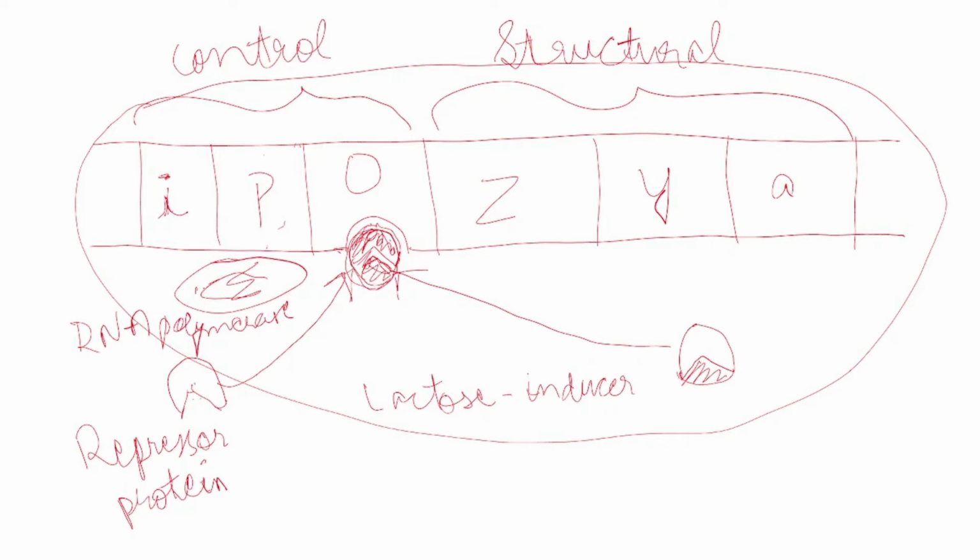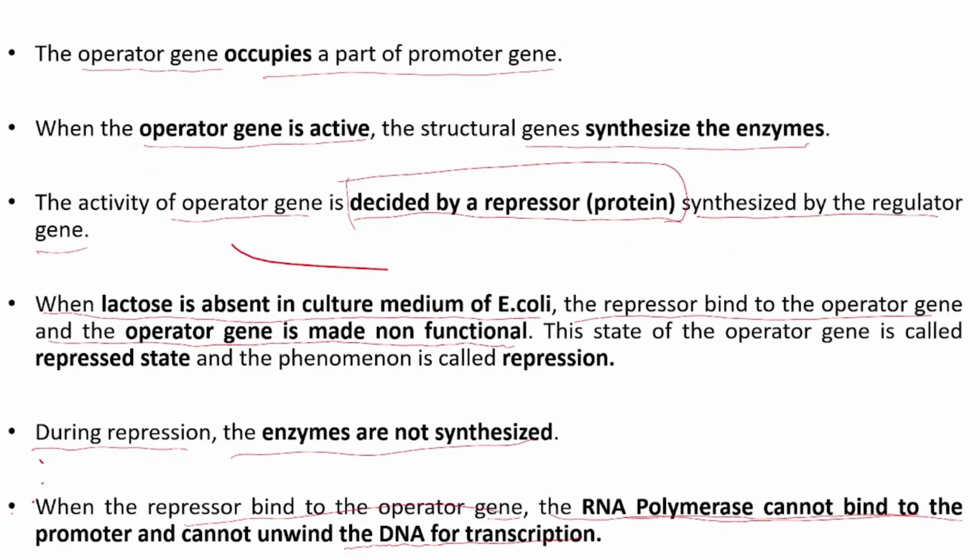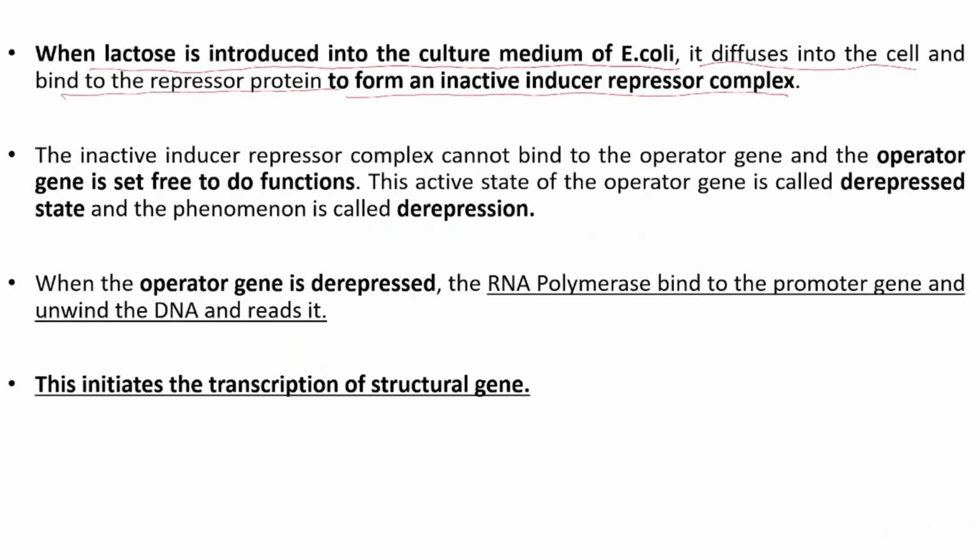Now it is de-repressed because the inducer binded with this one. The phenomenon is called de-repression. The inactive inducer-repressor complex cannot bind to the operator region and the operator gene is set free to do its function. The active state of the operator gene is called the de-repressed state and the phenomenon is called de-repression. Now, when the operator gene is de-repressed, the RNA polymerase can bind to the promoter gene and unwind the DNA and read it.